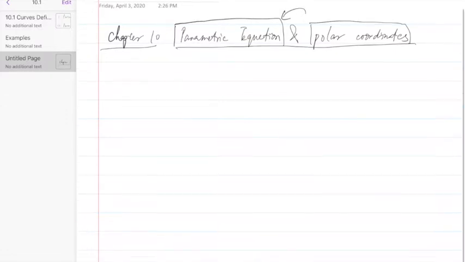Okay, so welcome back everybody, and today we are going to start a new chapter, which is the last chapter of Calculus 2. Chapter 10, the parametric equation and the polar coordinates. So we will first focus on everything about the parametric equation for 2 sections, and then polar coordinates is nothing but a special type of parametric equation. So once you know everything about parametric equation, polar coordinates should be very easy to do.